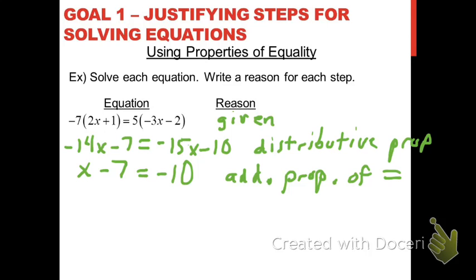All right, then the last step here is we're going to have to add 7 to both sides of the equation to get x by itself. That cancels out the negative 7 on the left, gives us negative 3 on the right. I didn't mean to make both those equations have the same answer, but they do. And in that last step, we added 7 to both sides, so we again used the addition property of equality.